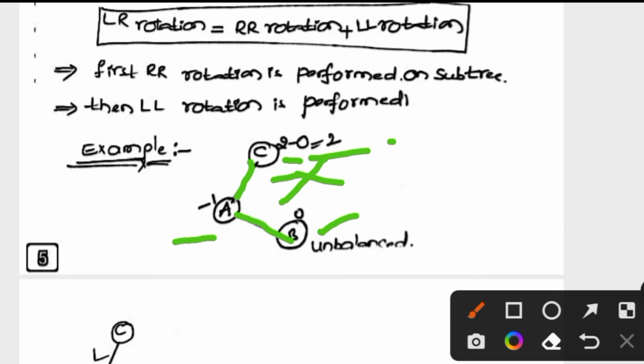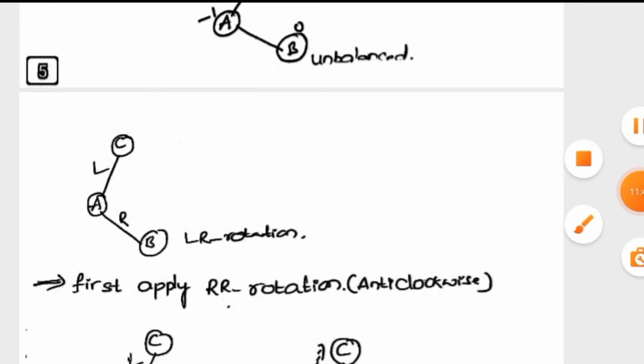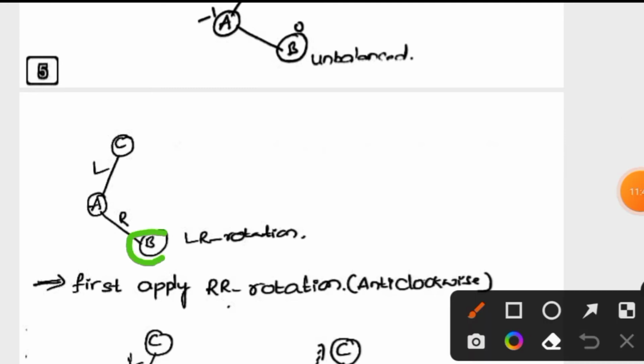So we have to perform the rotations. We can see which type of rotation it is. First we have to check the direction for it. Like this we have to check. From B onwards, we check that B is inserted at the right side of A, and A is inserted at the left direction of C. Now we can take it as LR rotation. If it is the reverse of it, we can say that is called RL rotation.